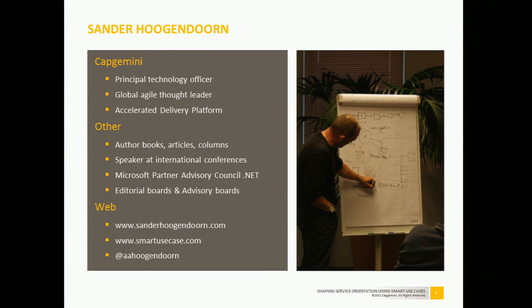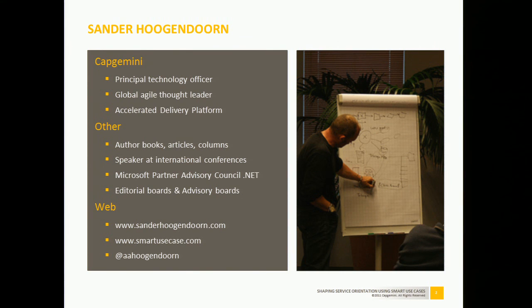Let me introduce myself first. My name is Sander Hogendoorn. I work for a very large company called Capgemini. I think globally we employ about 110,000 people, which is quite a lot. I don't know them all. I know quite a few of them, but not all. I have this peculiar function title, Principal Technology Officer, which sort of means that I deal with innovation of software development in a lot of aspects, including modeling, testing, software architecture, frameworks, model-driven development, design patterns, stuff like that.